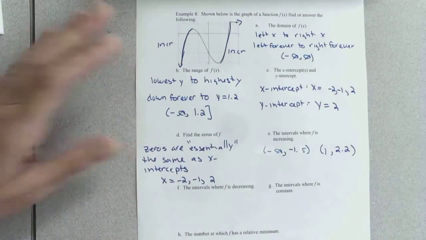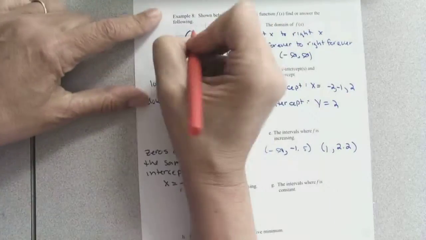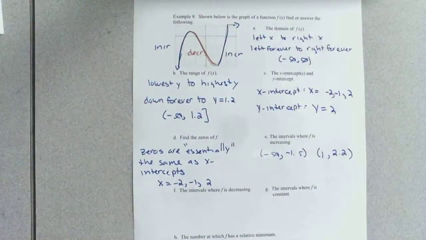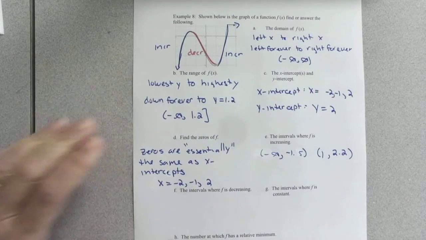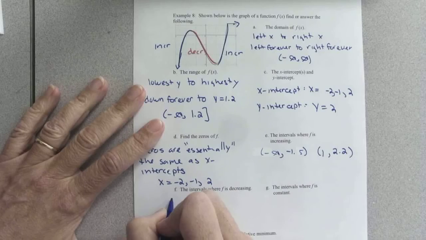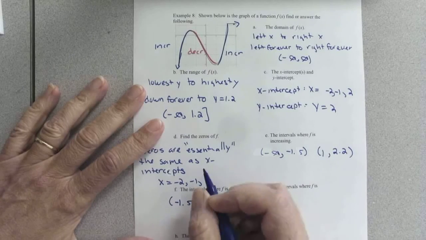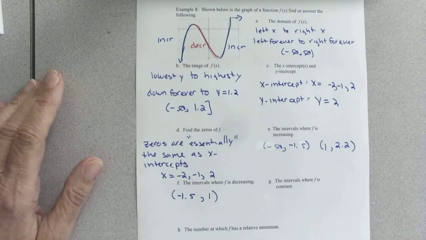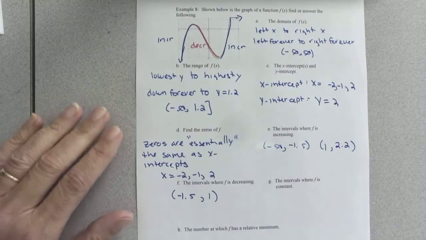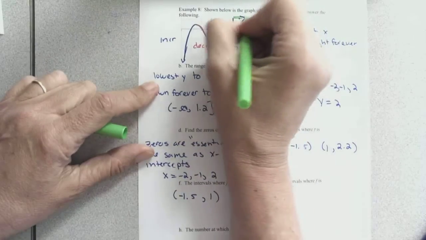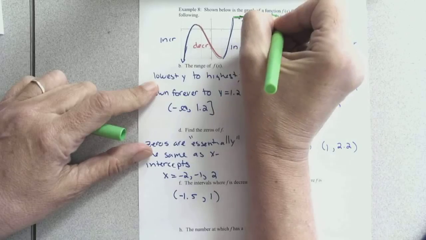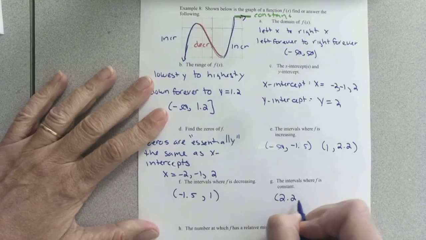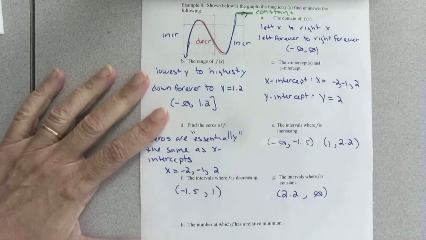INCR stands for increasing. Decreasing, we'll highlight that in red. And DECR, it looks like it's decreasing on about negative 1.5 to 1. You're just using the x coordinates, just the x coordinates. And then constant on the very end. So that's up here where it's constant. And so that looks like maybe it's happening at roughly 2.2 to the right forever, infinity.